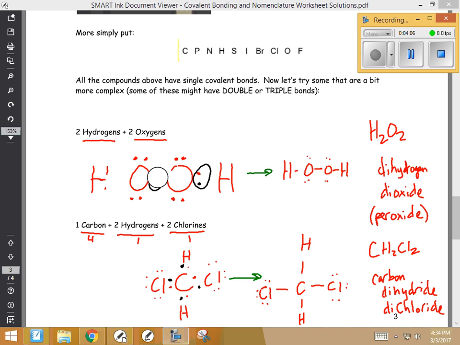I'm going to go ahead and erase that. I didn't like drawing over that, but I don't know how to back up. So anyway, this is going to look like that. When we draw it as lines, it looks like this. And here is the formula right here. And we're going to name this thing dihydrogen dioxide. But we really know that its common name is peroxide. Here's the solution for the next one.